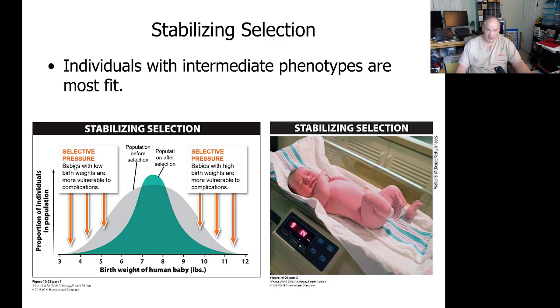In stabilizing selection, individuals with intermediate phenotypes are most fit. For example, babies with low birth weights are more vulnerable to complications, so there's natural selection against them. And babies with high birth weights are also more vulnerable to complications, so there's selective pressure there too. So what you have is a population selected for ones that don't have problems, in stabilizing selection.